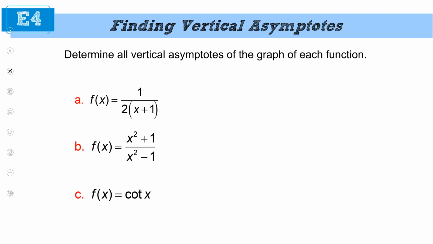Where's the vertical... Uh-oh. Your friend and mine, Mr. Trigonometry, rears his ugly head. Where is the cotangent asymptotic? X equals sine.